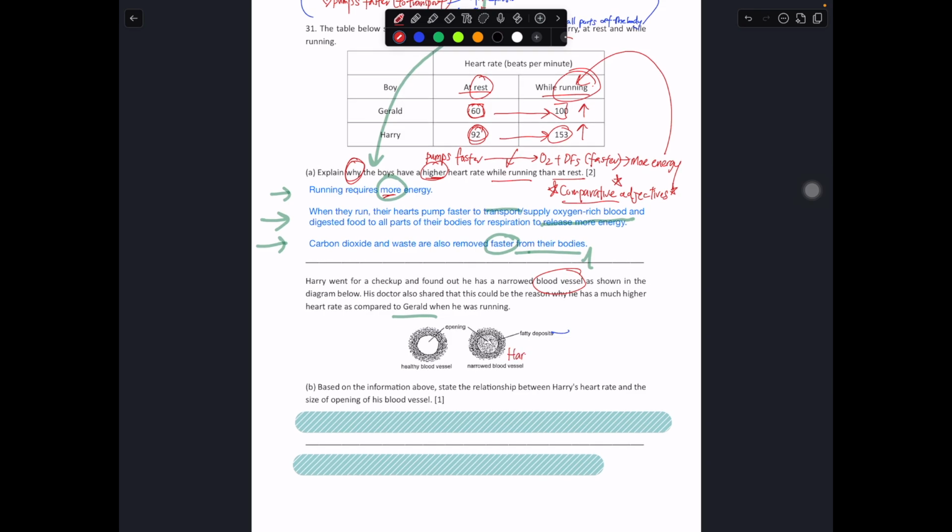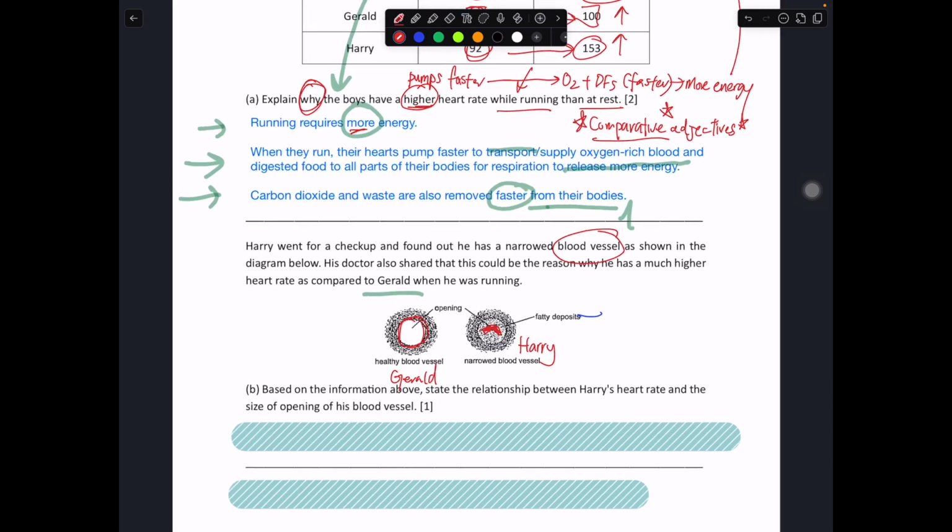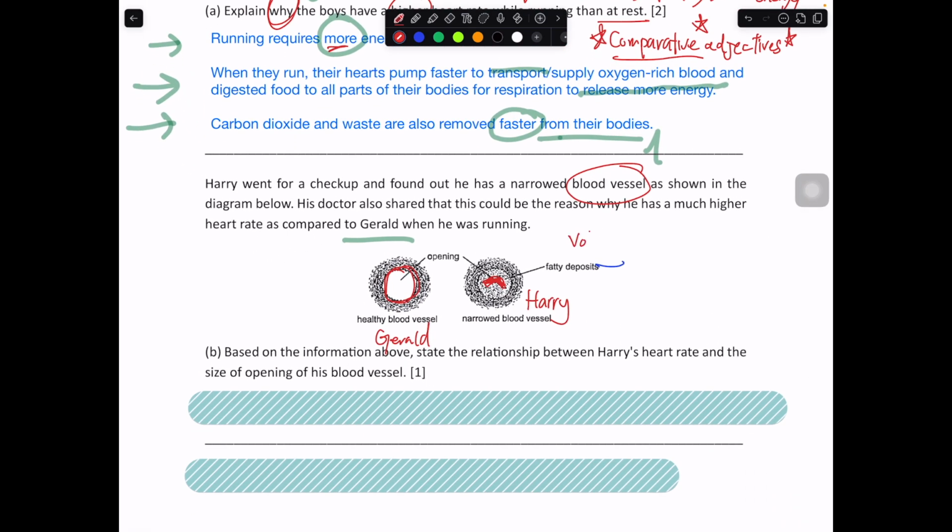This is Harry. This is Jared. You can see that Jared's blood vessels are very healthy, with no fatty deposit. But for Harry's, only a little blood is flowing through. That means the volume of blood the heart pumps per beat will give all parts of the body less blood as compared to Jared, who has healthy blood vessels.